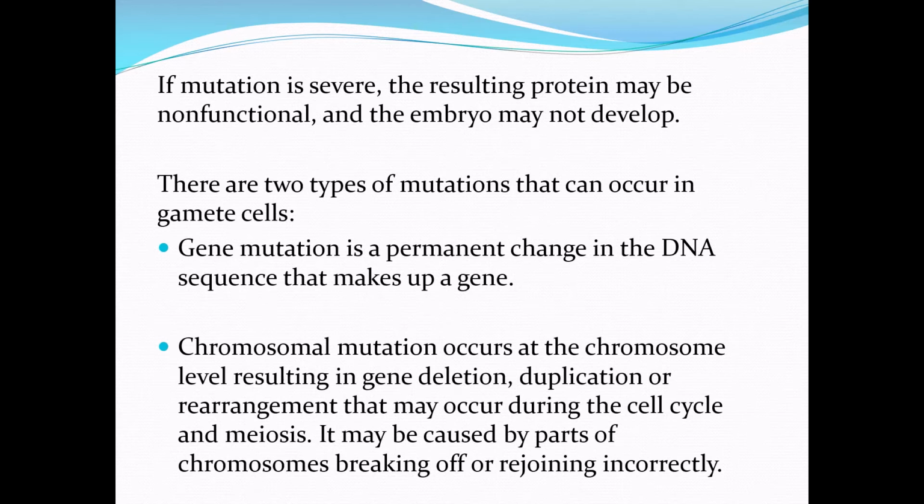occur in gamete cells. Gene mutation is a permanent change in the DNA sequence that makes up a gene. Chromosomal mutation occurs at the chromosome level, resulting in gene deletion, duplication, or rearrangement that may occur during the cell cycle and meiosis. It may be caused by parts of chromosomes breaking off or rejoining incorrectly.